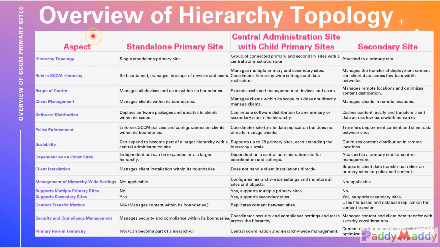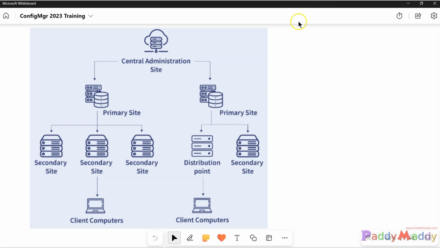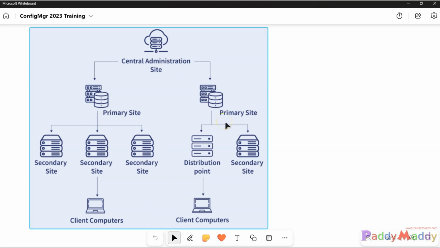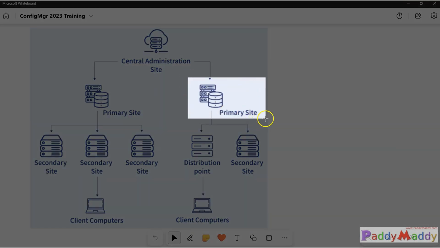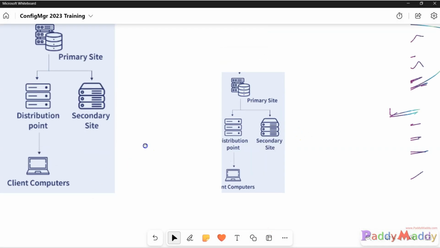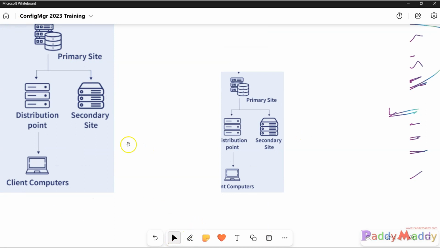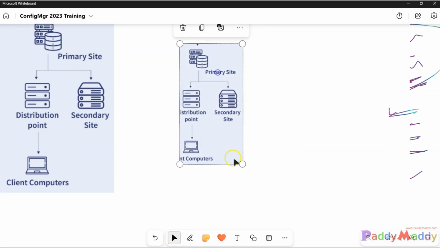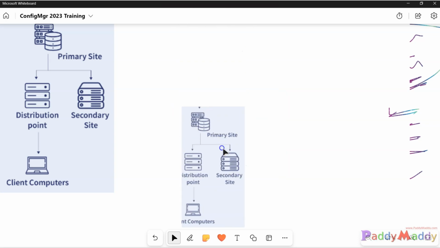So that being said, let's first understand from the aspect of the hierarchy topology overview. When you talk about the standalone primary, it's a single primary site. It means that it is not going to have any top level site. That's called the standalone primary site, meaning this primary site, whatever you have here, can have it like this, just like whatever you're able to see within this drawing, but it cannot have a top level site.